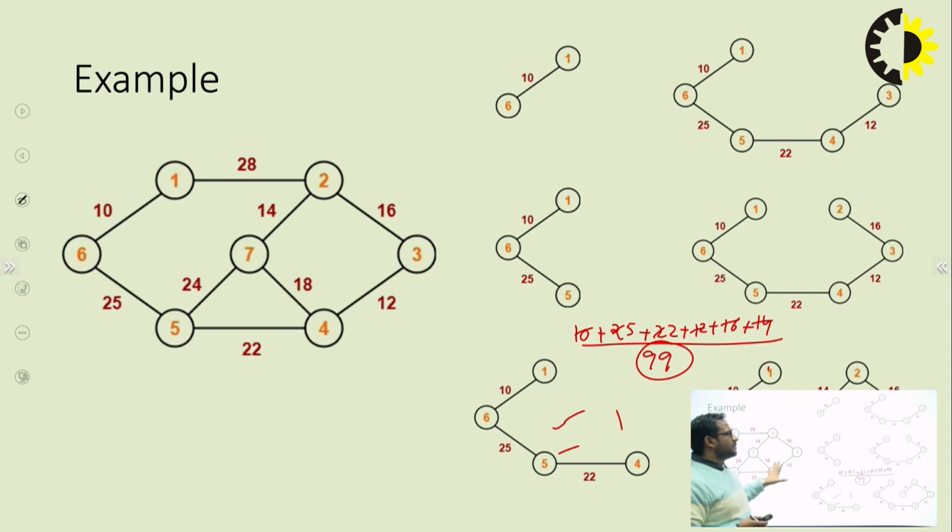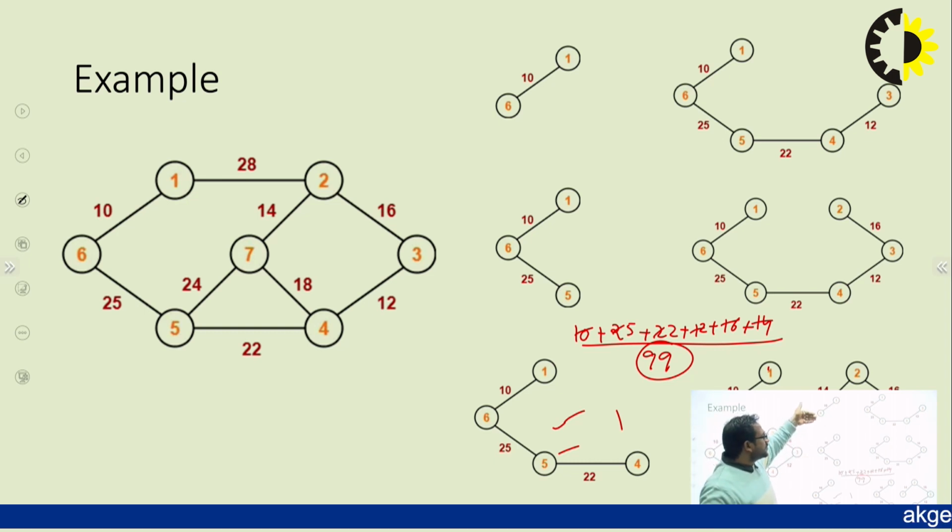And one more scenario you can see here. Whenever I'm using Prim's algorithm, the tree is created in a connected way, right? Whenever a new edge is included, the tree is growing in a connected way, right?